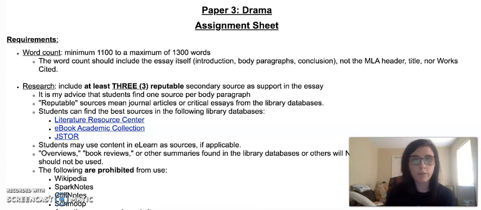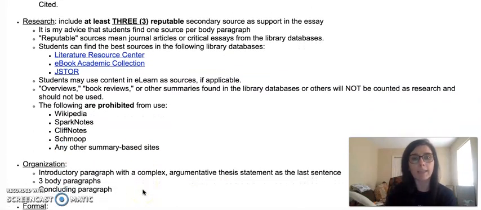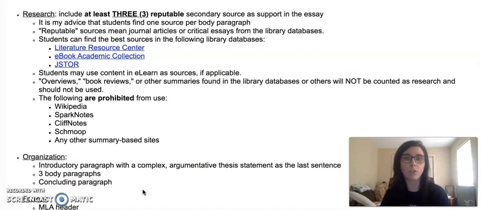Research should also look familiar. I will ask that students find 3 reputable sources. I hope that you will use the advice given here that you would find a source per body paragraph. Not every source is going to focus on suffering. Not every source is going to focus on memory, for instance.